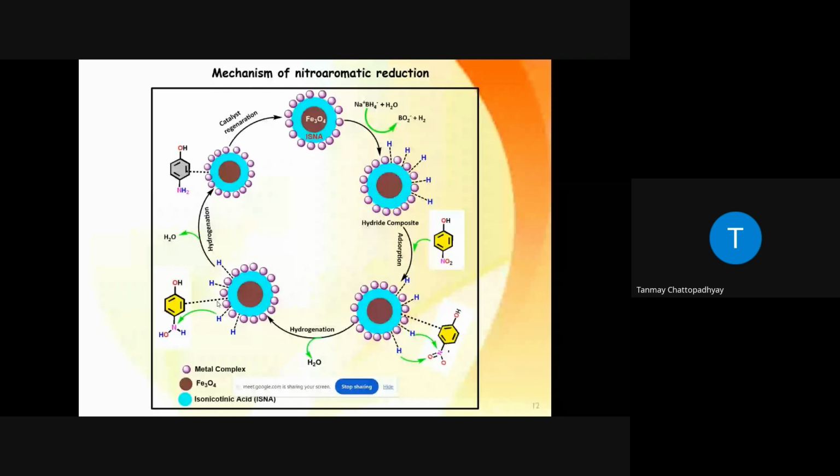And this is the probable mechanism, although the mechanism is not properly explained by anyone. It is just explained that after addition of the borohydride, active hydrogen is generated, which is adsorbed on the surface of the catalyst, and then nitrophenol is adsorbed on it, and further hydrogenation occurs at the N double bond O bond, and from this this kind of intermediate forms. After this the amine is formed, and it is displaced from the catalyst, and the catalyst is regenerated.